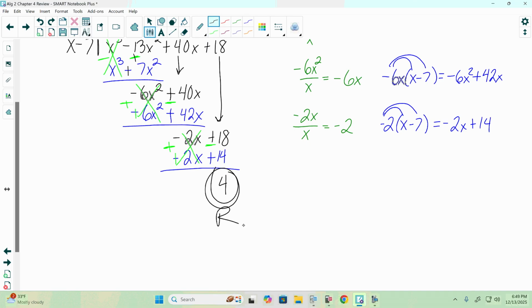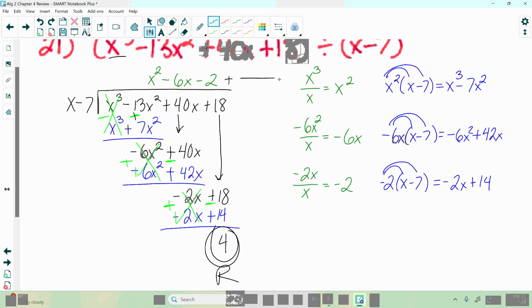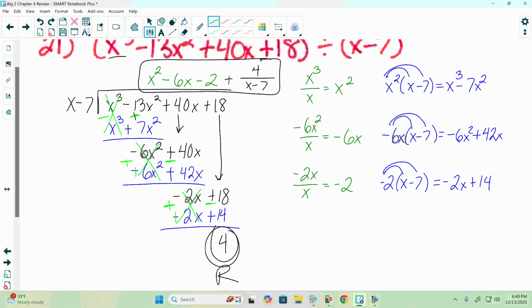So this here is our remainder. We do have a remainder we have to add back to the answer. So we have positive 4 over what we were dividing it by, x minus 7. Telling us that our final answer is x squared minus 6x minus 2 plus 4 over x minus 7.